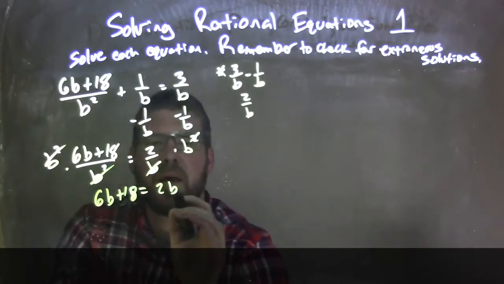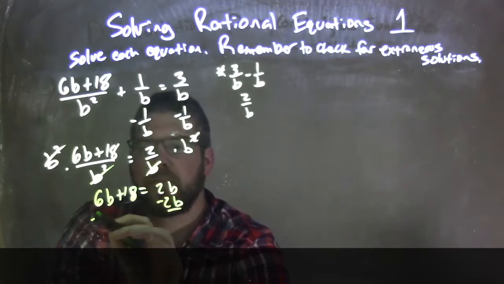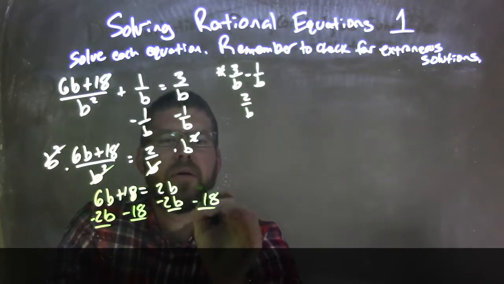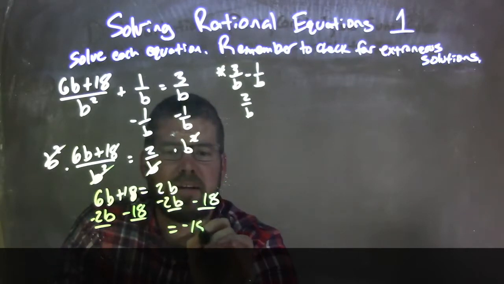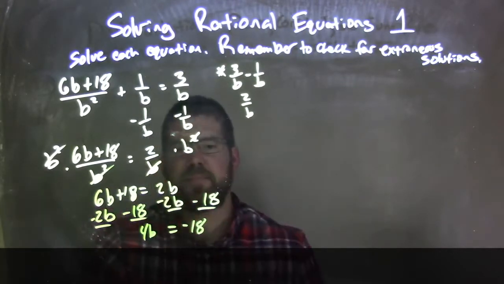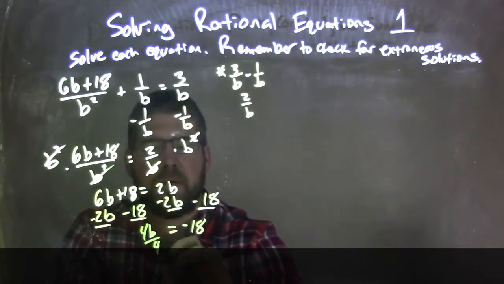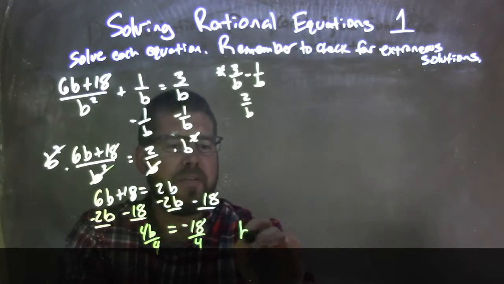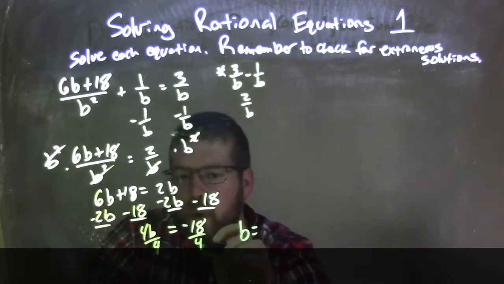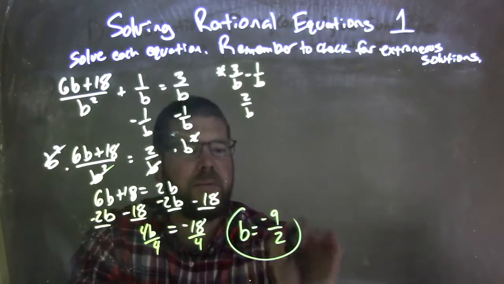I now can bring my b's together, so I'm going to subtract the 2b from both sides. And I'm subtracting 18 from both sides. There's nothing there, it's 0, so we just have a negative 18 on the right, and 6b minus 2b is 4b on the left. Now, when I divide by 4 on both sides, I get b by itself, and that fraction simplifies. Well, negative 18 over 4, both divided by 2, is negative 9 halves. And there we go.